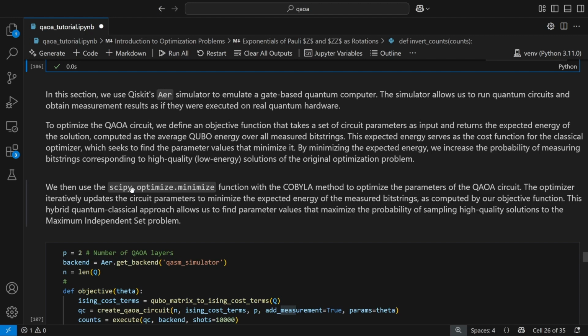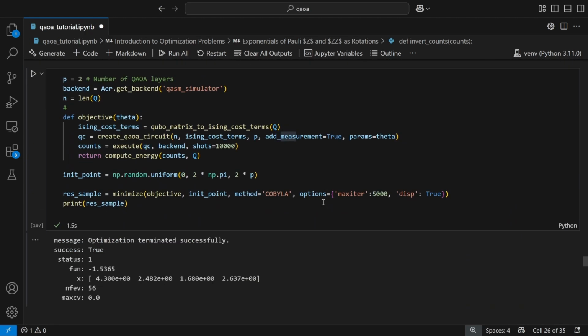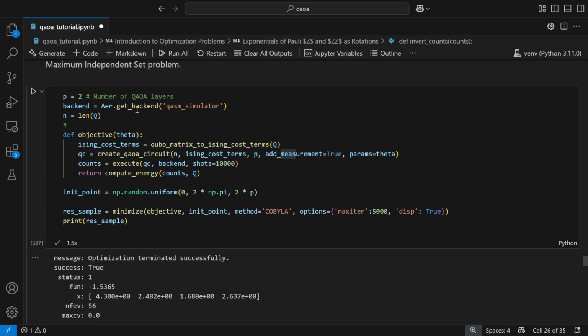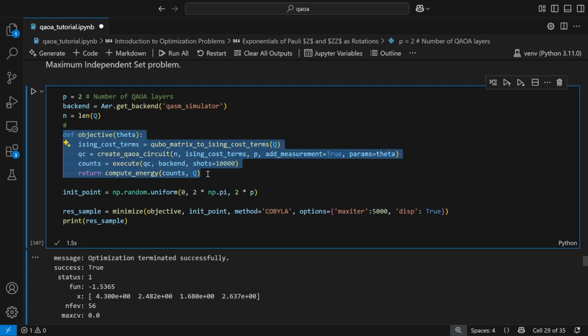And then because we are also doing parameter optimization, we're going to use the COBYLA method, which is relatively fast and it's gradient free. So I'm going to define the backend as the Aer simulator. I'm going to put everything together into a single objective that takes as input the parameters of the QAOA circuit, and it outputs the final expected energy that we want to minimize.